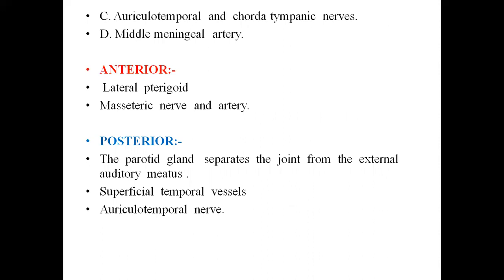This middle meningeal artery is a branch of the first part of the maxillary artery. The middle meningeal artery goes and reaches the foramen spinosum. Next is the anterior relation, with the lateral pterygoid, the nerve to masseter and also the masseteric artery. So these are the anterior relations, whereas posterior to this joint, the parotid gland separates the joint from the external auditory meatus. Superficial temporal vessels and the auriculotemporal nerve. These are the relations with the TM joint posteriorly.